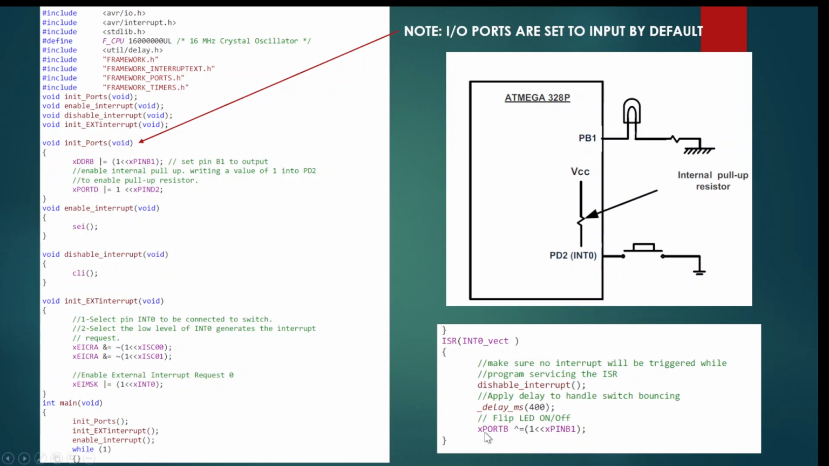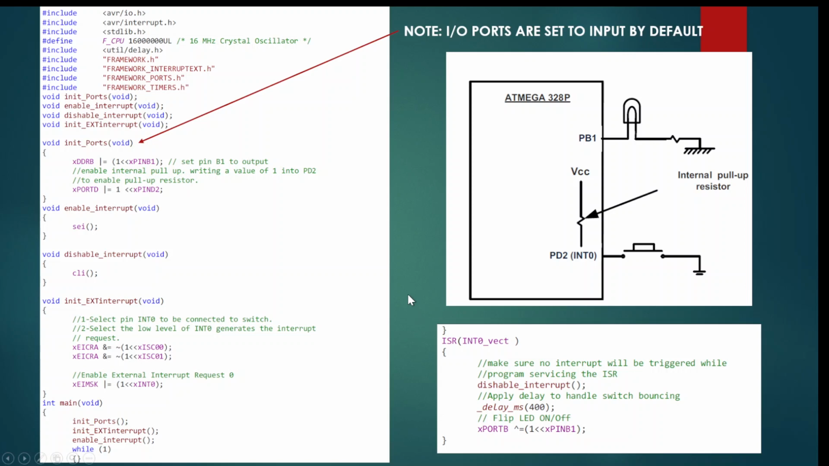And then right here, I take pin B1 and change it between 1 and 0, which turns on the light the first time. The next time I go into this routine, it turns off the light. So basically, each time I push the button, the light comes on. I push it again, the light comes off.